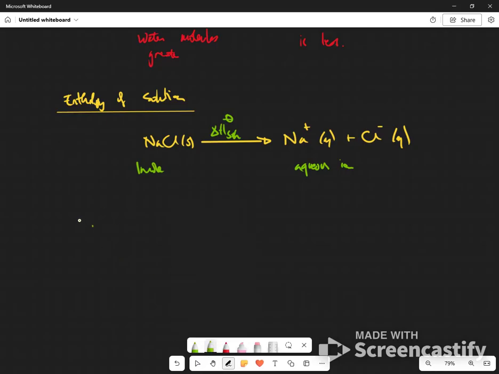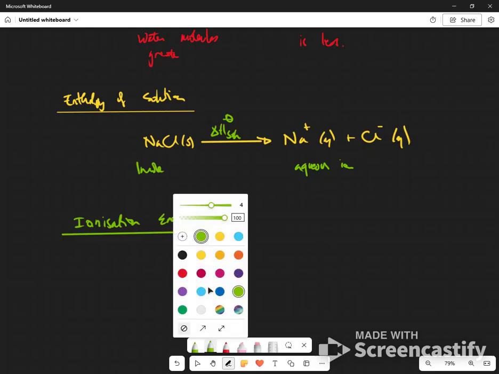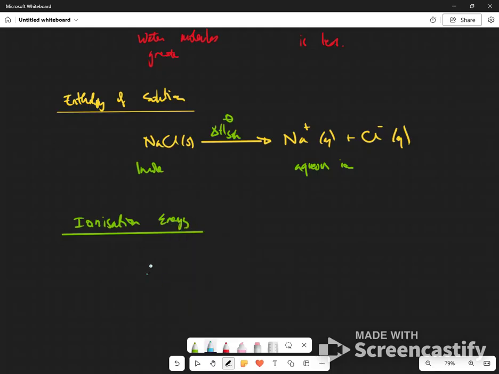Another one is, I'm sure you know this one, but let's do it quickly. This is the ionization energy. Okay, and this is when 1 mole of gaseous sodium atoms is converted to 1 mole of gaseous ions with a charge of plus, and this is regarded as the ionization energy, and this is called the first ionization energy. We got to know about that one.